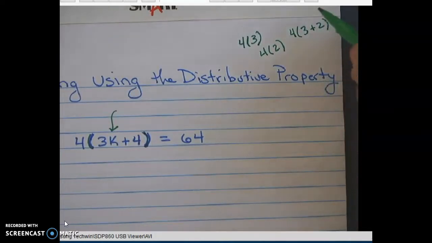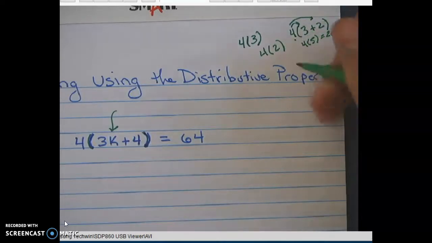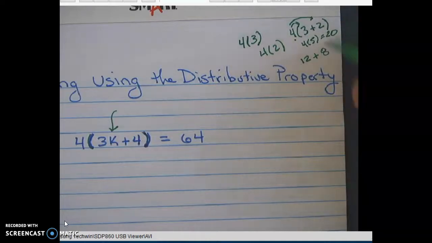Now back in grade school, you might have done the 3 plus 2 first and changed that into a 5, and then did 4 times 5 equals 20. What you're going to realize, though, is you could do it the distributive property way and multiply them separately, and you would get the same exact answer. 4 times 3 is 12, plus 4 times 2 is 8. 12 plus 8 again is equal to 20.